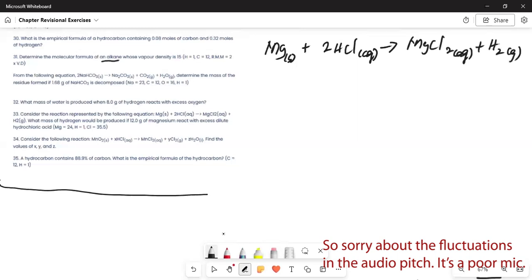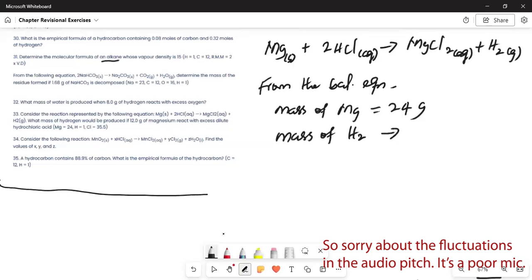Now the question says what mass of hydrogen would be produced if 12 grams of magnesium reacts with excess dilute hydrochloric acid. So the question borders on hydrogen and magnesium. From the balanced equation, this equation is balanced using magnesium 1, 1, hydrogen 2, 2, chlorine 2, 2. So the equation is balanced. From the balanced equation, we only have 1 mole of magnesium there, that is 24 grams, and the mass of hydrogen formed is 2 grams. So we can say that 24 grams of magnesium produce 2 grams of hydrogen.